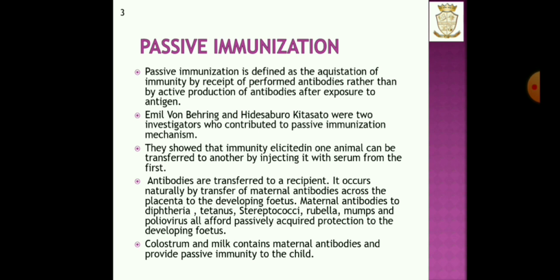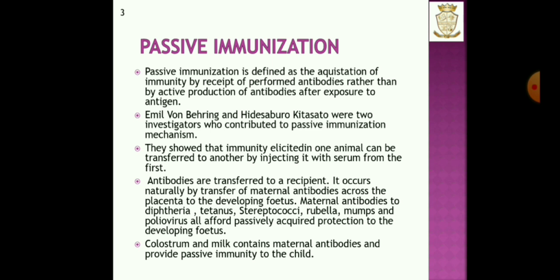Emil von Behring and Hideisaburo Kitasato were two investigators who contributed to the passive immunization mechanism. They showed that immunity elicited in one animal can be transferred to another by injecting it with serum from the first. Antibodies are transferred to a recipient.